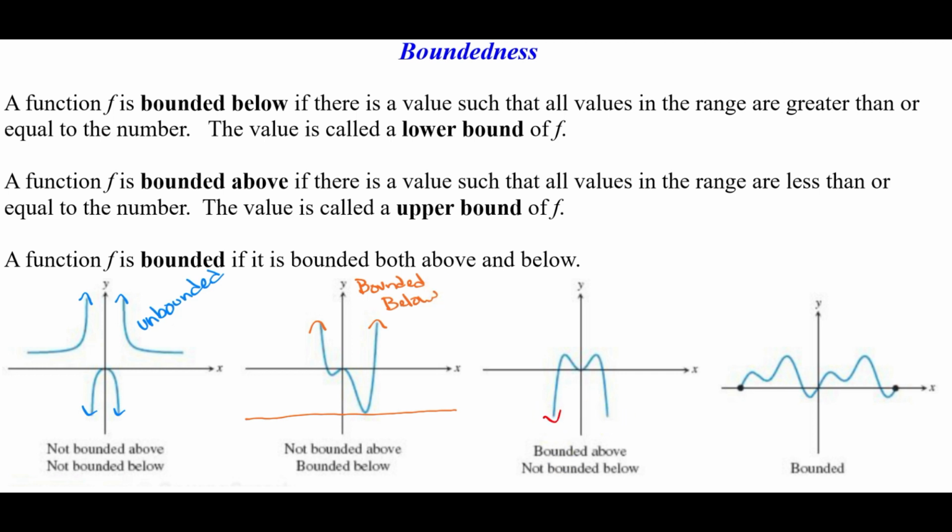The next graph is going down forever on both the left and the right. However, it will never go above this line right here. So we would say that this graph is bounded above.